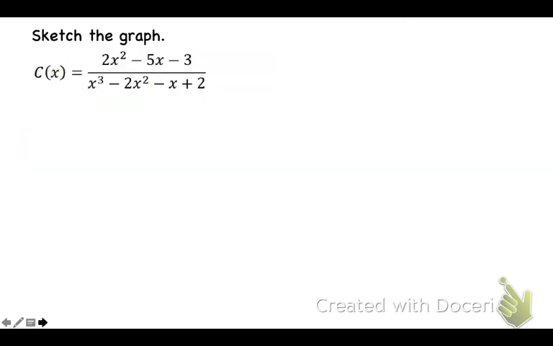Okay, so the next example that we're going to do is 2x squared minus 5x minus 3 over 3x cubed minus 2x squared minus x plus 1. So the first thing we have to do again is to factor. So I need the factors of 6 that have a difference of 5. So I have 2x and x. So I need 6 and 1.